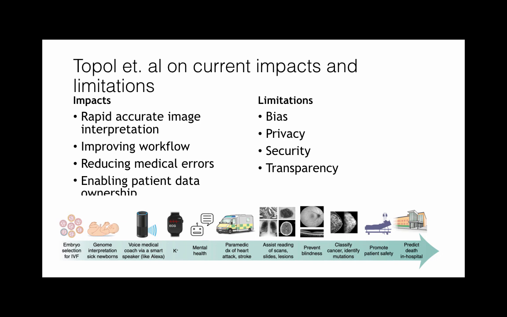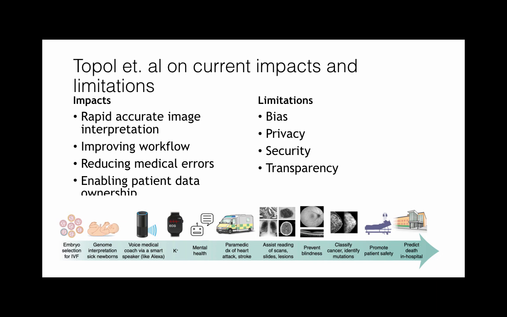It's been perhaps the most successful and the most significant in terms of clinical deployments for AI in medicine, especially in radiology and pathology. So rapid, accurate image interpretation, classification, segmentation, all the kinds of things that we do in images that I'll talk about just briefly in a little bit, including workflow, reducing medical errors, enabling patient data ownership. These are the things that some of those articles that I mentioned before identify as the 100,000-foot view of where AI is going to have an impact in the next 5 to 10 years.